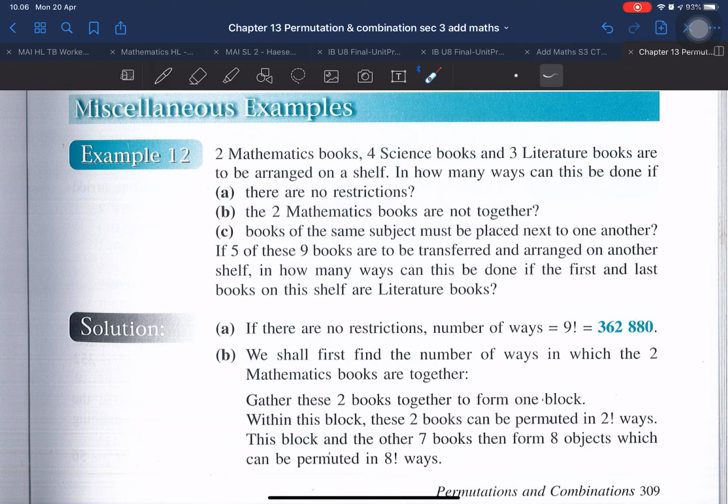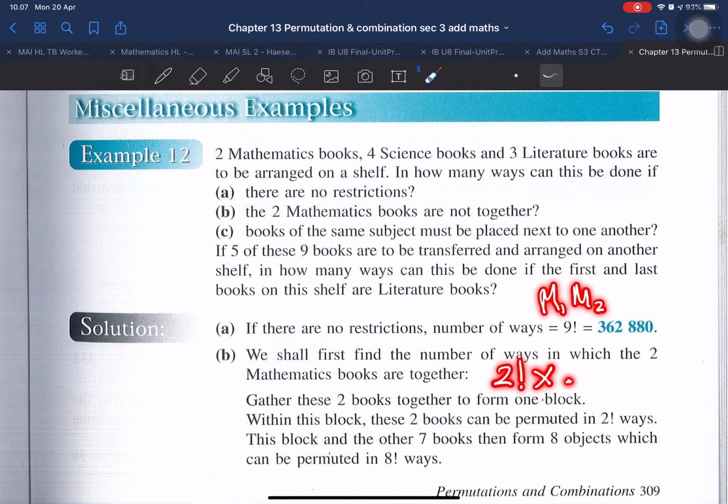Now, next, we have to find when the condition of the mathematics books are together. If they're together, it means there are 2 ways to arrange that, either mathematics 1 first or mathematics 2 first. Then multiply with the rest. If we already choose 2, how many books are left? There will be 7 books left.